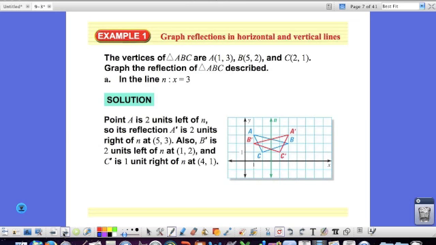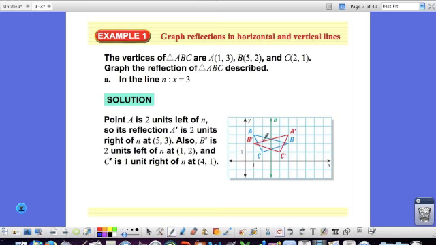Let's see how this works. So the vertices of A, B, C are 1, 3, B is 5, 2, and C is 2, 1. In the past, we have always reflected over the X or the Y axis. Now they want us to reflect over this line N. So basically, point A is 2 units to the left of N. So its reflection, A prime, is 2 units to the right.